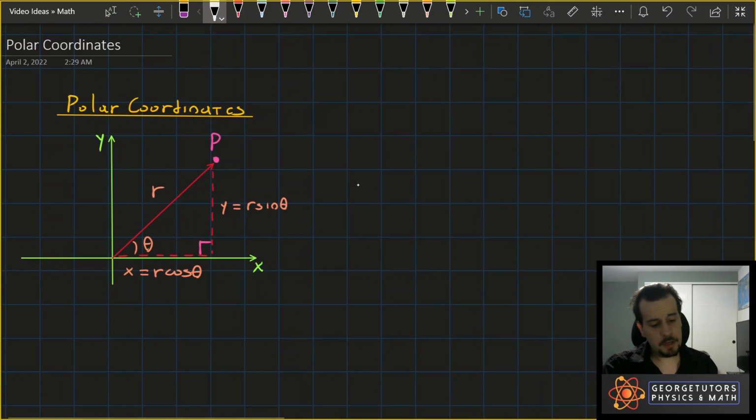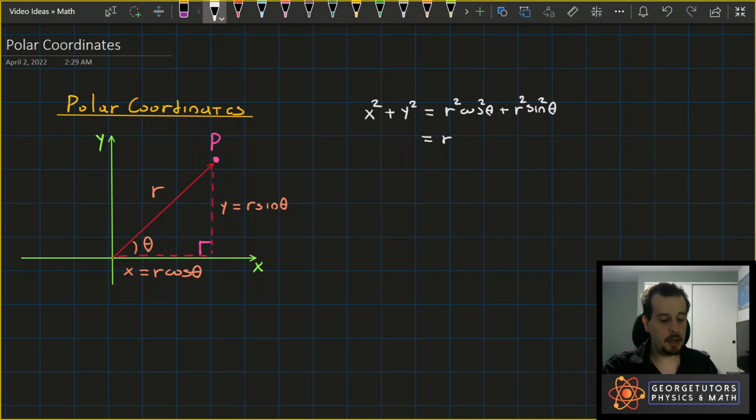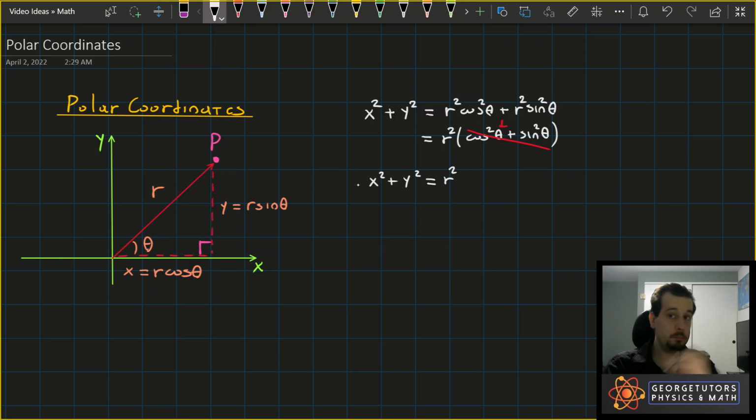Specifically, if we add together the square of x and the square of y, according to their definitions right here, we would get r squared cos squared theta plus r squared sine squared theta. We can factor out the r squared to get, in the bracket, cos squared theta plus sine squared theta. And we know from an identity that this is equal to 1. So we've essentially derived that x squared plus y squared is the size of r squared. That's our first bit of information.